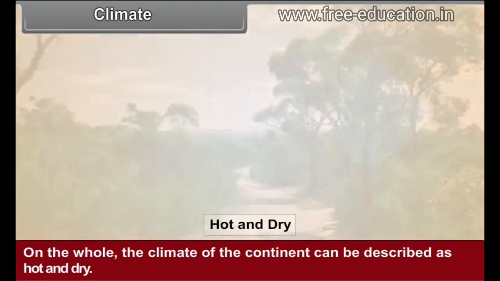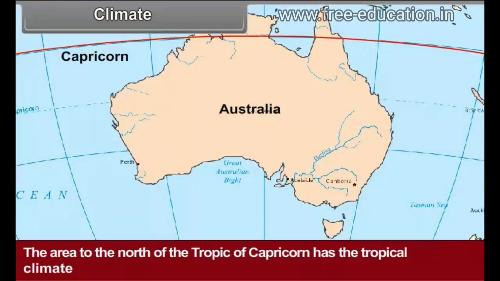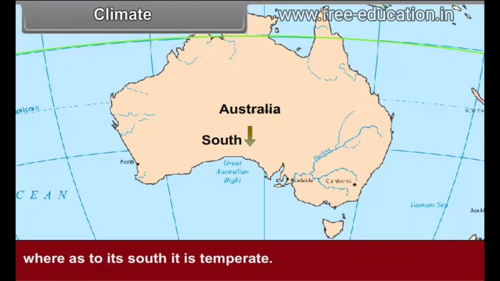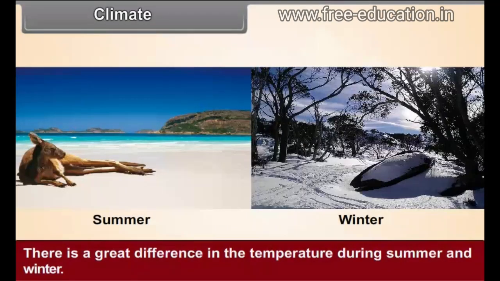Climate. On the whole, the climate of the continent can be described as hot and dry. The area to the north of the Tropic of Capricorn has a tropical climate, whereas to its south it is temperate. There is a great difference in the temperatures during summer and winter.